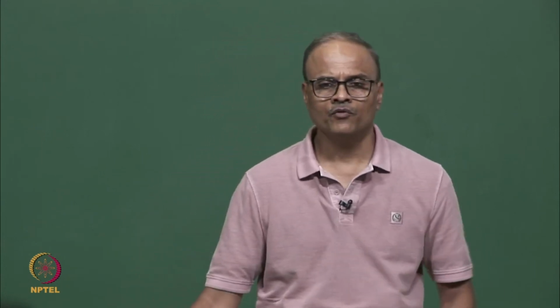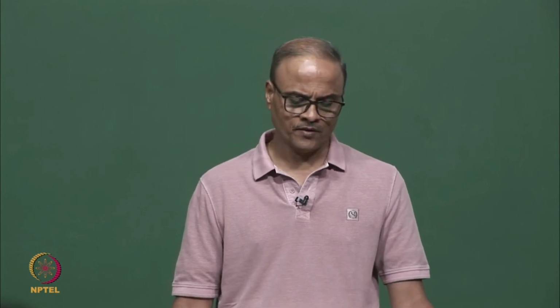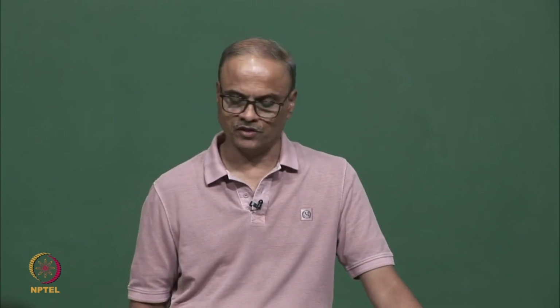So what we need, ideally, is that the force should be applied only along the degrees of freedom which we want to excite. If there is a certain degree of freedom at a certain location we want to excite, only along that degree of freedom the force should be applied by the shaker. That is something we want, right. And how can this be achieved? What is generally done is to use what is called a stinger.